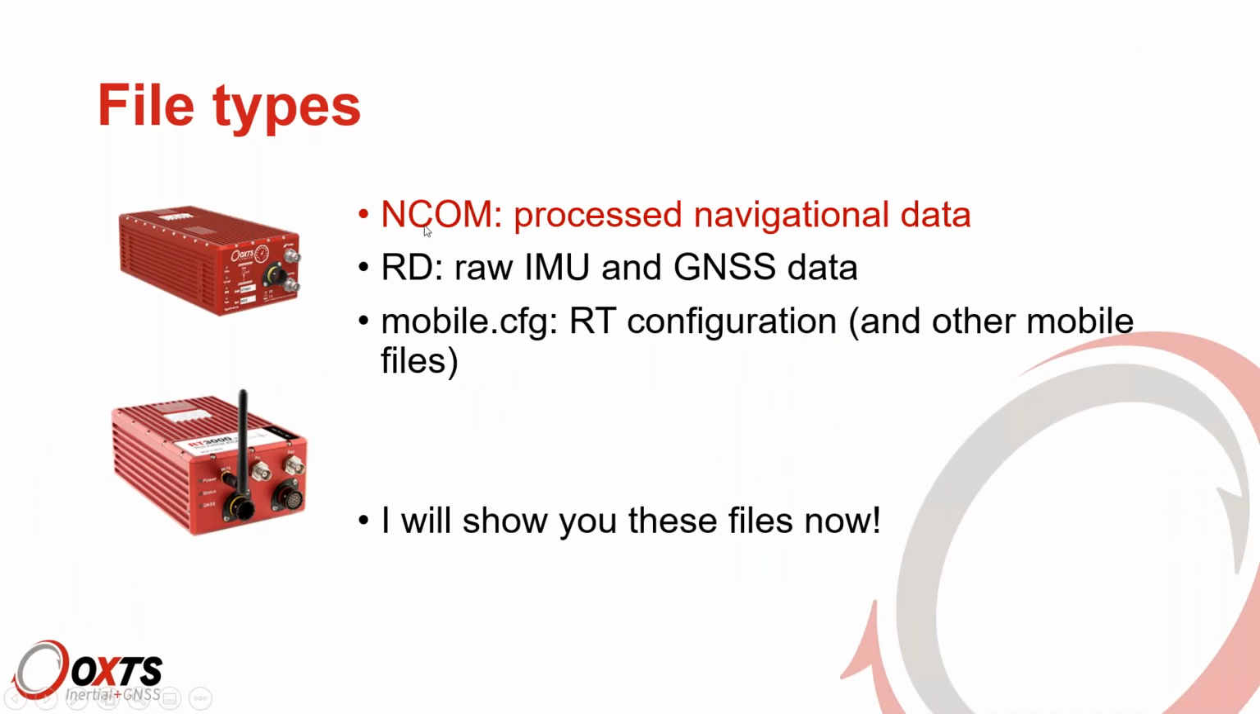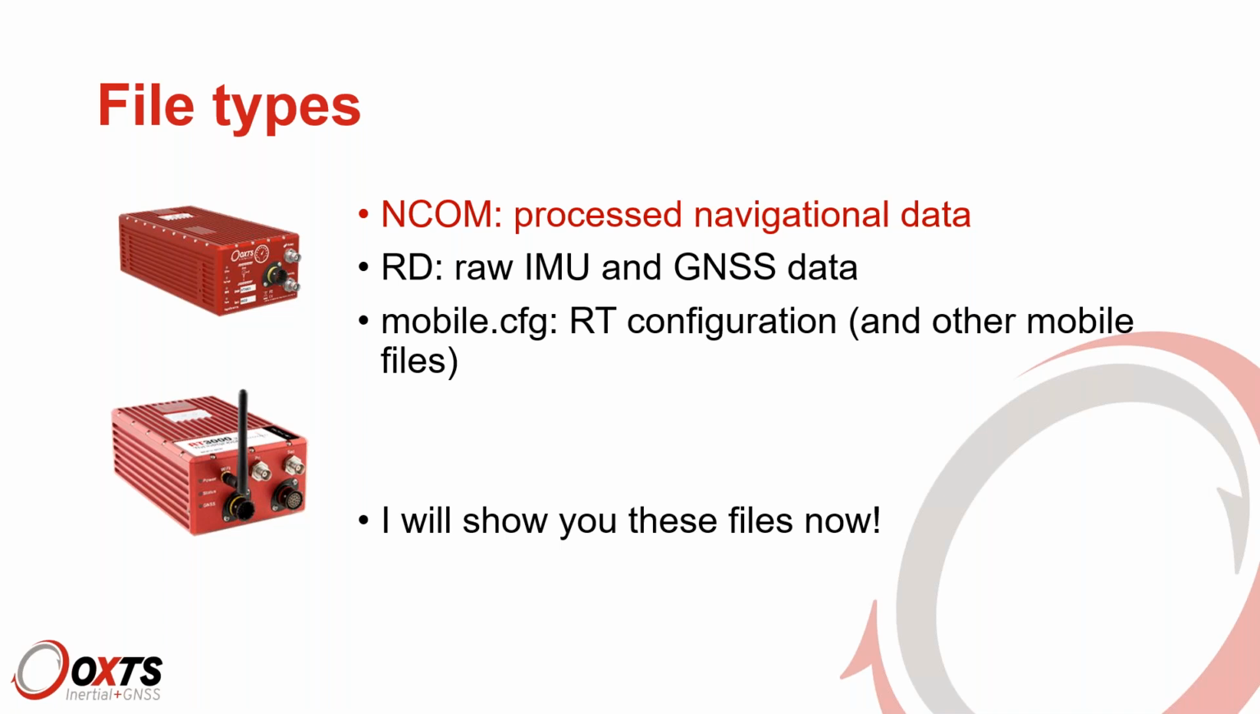Now there's also another file type associated with an RT, which is the NCOM file. When you have turned on an RT, it will start to stream or broadcast its measurements in an NCOM stream. NCOM is an OxTS standard of data, so it's not a commonly used file format, and this contains the processed navigational information.